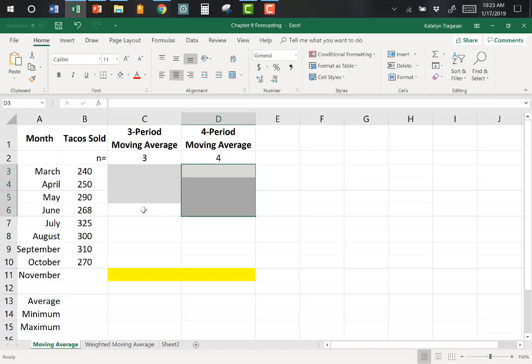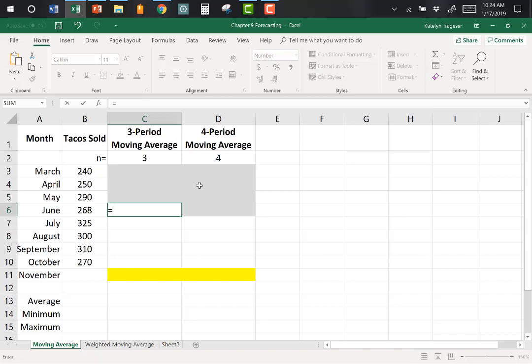So going back to our 3-period moving average, the first forecast we're going to find is for June. We're going to use the historical data from March, April, and May to figure that out. So we want to start by clicking on that cell and we're going to enter in our formula. So to do that, we need to enter in equals. In our numerator, we want the sum of the prior 3 months. So sum of that range of data, that's our numerator, divided by n. And in this case, our n is 3.